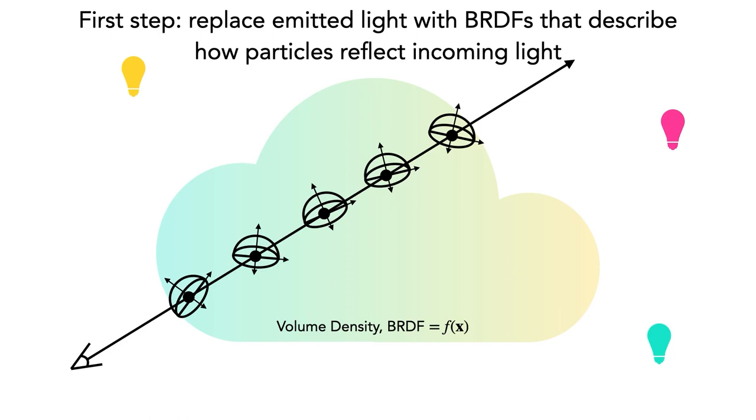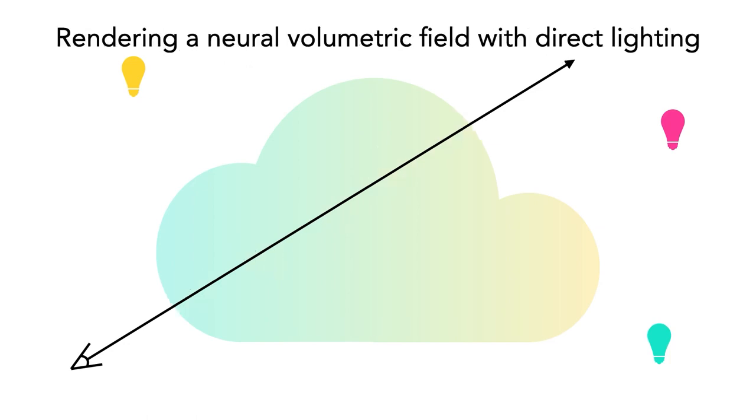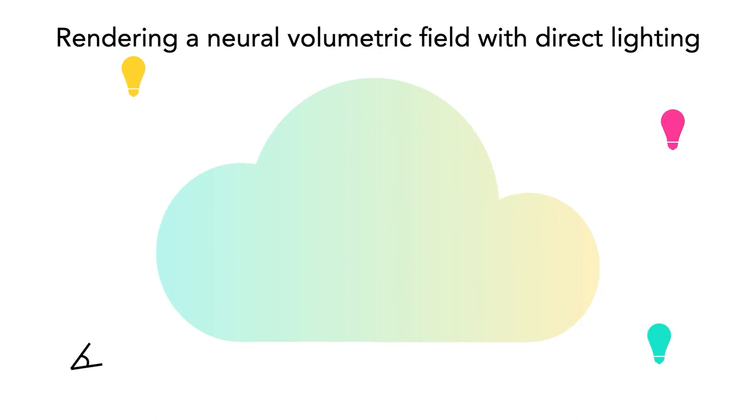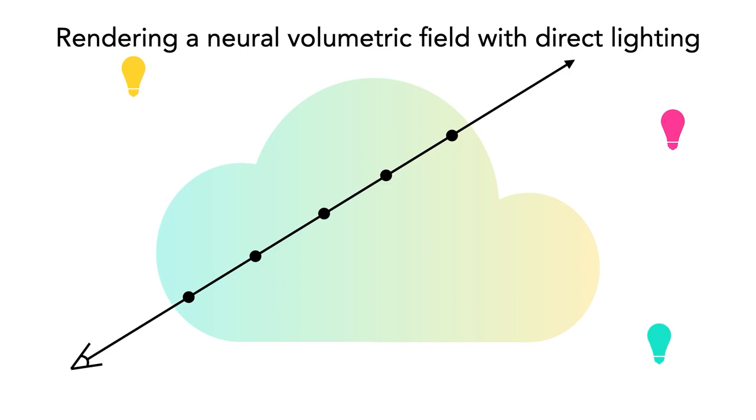Then, we can simulate how the light from external sources is attenuated and reflected by particles in the scene. So this sounds simple enough, but it turns out that simulating the transport of light through this volumetric representation introduces a lot of computational complexity. Let's think about how we would compute the color of this camera ray, only considering direct lighting from point light sources. This means that we're considering the effects of emitted light, that is reflected by particles, along the camera ray towards the camera. We first have to query the network for the volume density at each point along the camera ray to figure out how much each point is blocked by closer points.